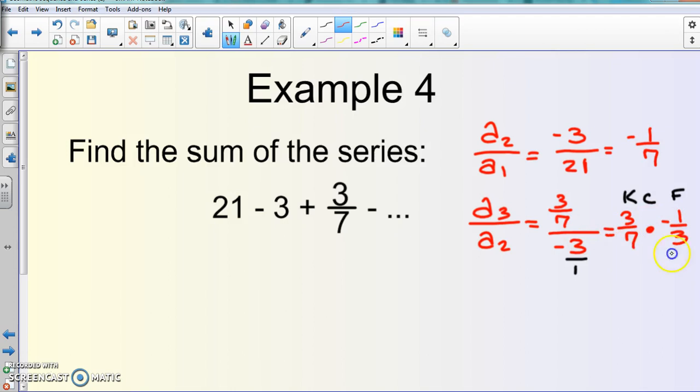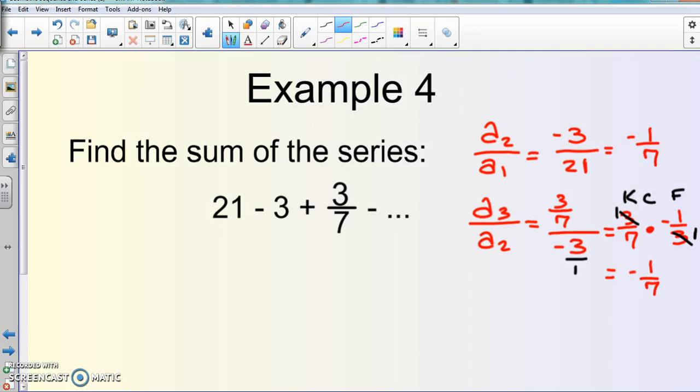Okay, so with that, we're going to multiply everything across. Or actually, I like to cross reduce if I can, so that I don't have to do extra work. So 3 goes into 3 one time, 3 goes into 3 one time. That's what they have in common. And so we get a negative 1/7 again.